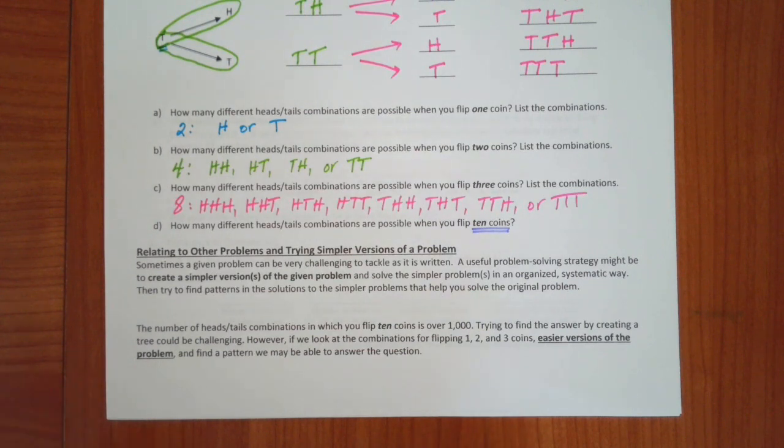Okay, so relating to other problems or trying a simpler version of the problem is basically what we want to do here. What we've done is we've created, if I want to start it out wanting to know, well, how many combinations are there when you flip 10 coins, then probably maybe I could find a pattern because I don't want to spend all day doing that. Okay.